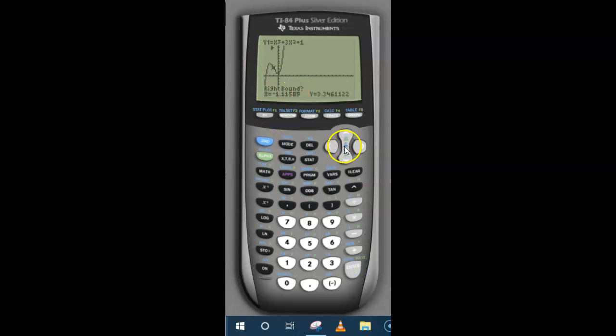Then it'll say right bound. So I'll scroll my cursor to the right side. I will press enter as well. And then it'll say take a guess. Well, the guess is right here. Okay. And then I get my point.